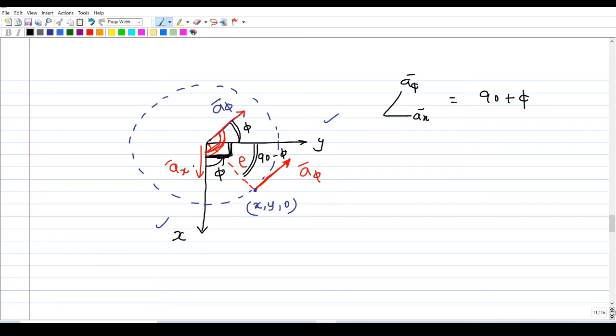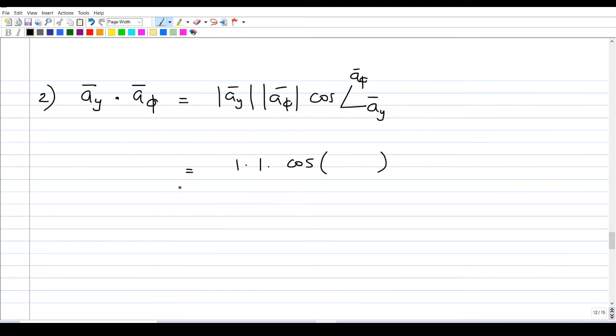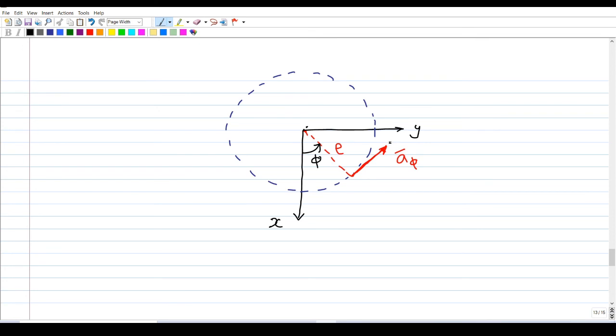So I can substitute it in the expression. So it is 90 plus phi, and cos 90 plus phi is minus sin phi. So AX dot A phi is minus sin phi. Now we can do the second dot product, that is AY dot A phi. So magnitude of AY multiplied by magnitude of A phi into cosine of angle between the two unit vectors. So we can use the figure to compute the angle between A phi and AY.